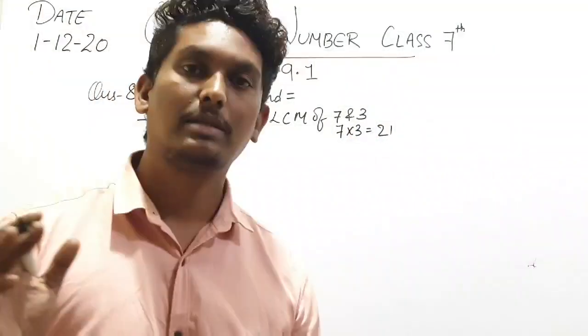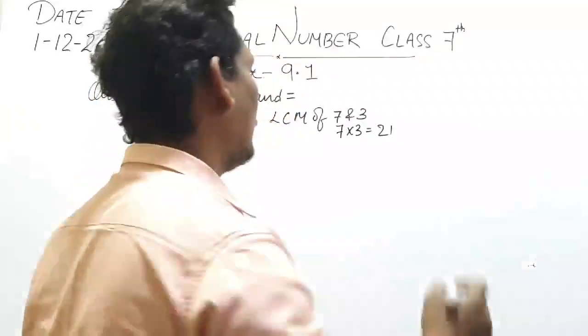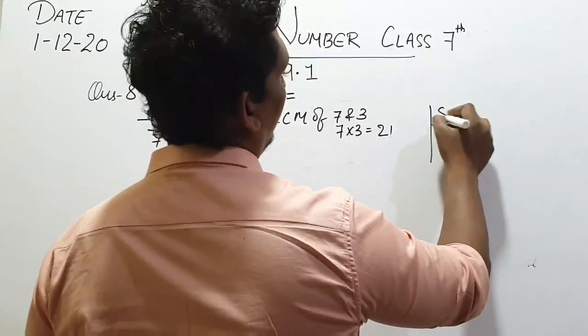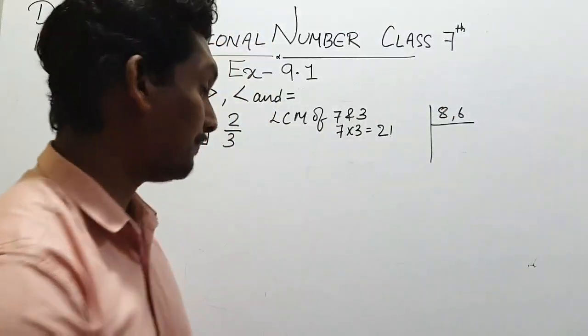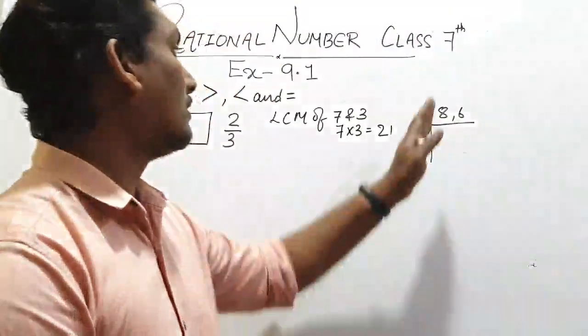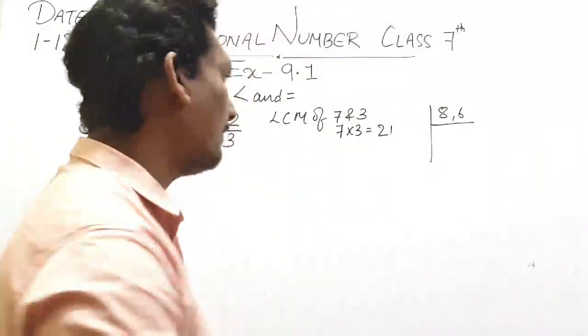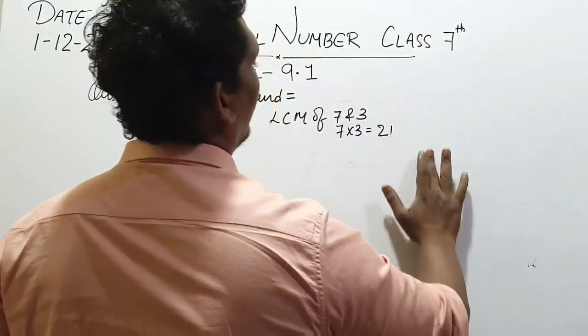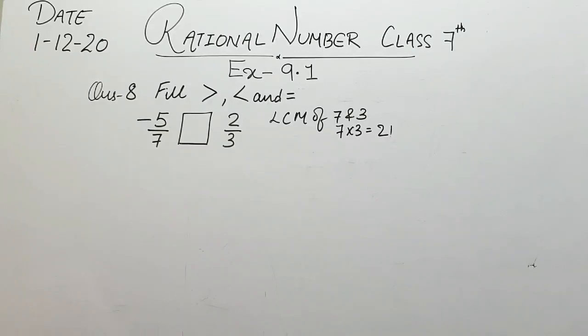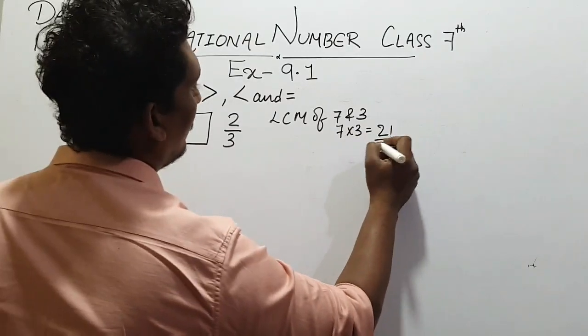If the numbers are coming in the same table, then only you can find it like this, 8 or 6, right? So here both the numbers are coming in different tables, so multiply directly. So we got the LCM, that is 21.